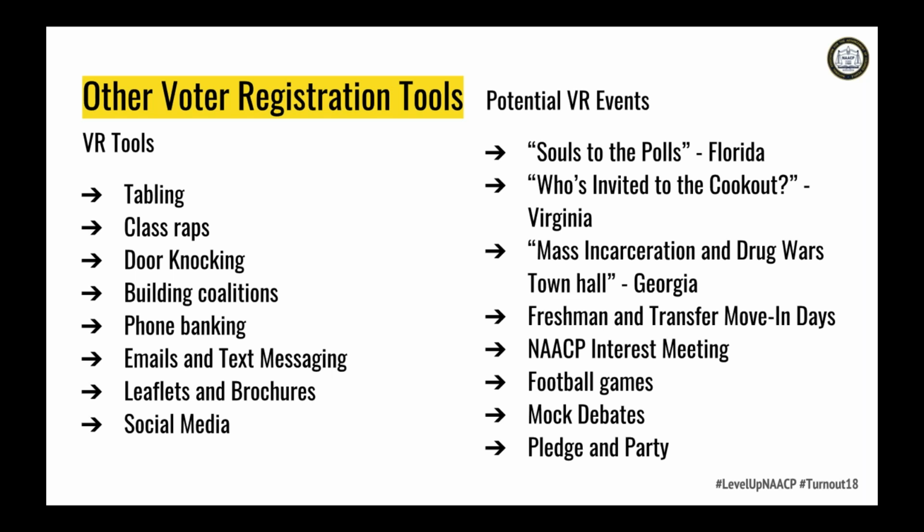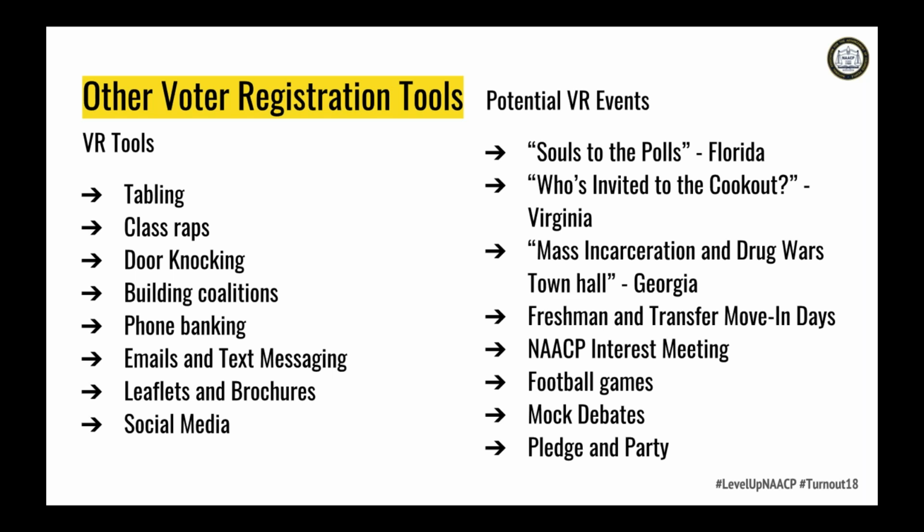So really quickly, before I finish up on my part, I just want to reiterate the use of tabling, class wraps, door knocking. Another great tool is building coalitions, right? If there are organizations doing similar work to you that you can partner with, you want to begin to build coalition with them so that you can start to make the work easier for yourself. So maybe you're dividing up the work. Maybe a certain group is taking on a certain amount of the work and you're taking another certain amount of the work. Building coalitions is a really great way to divide up the labor.